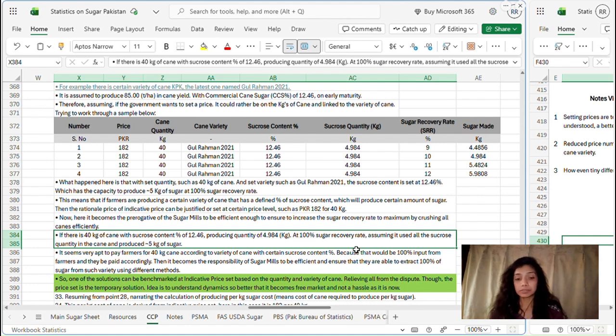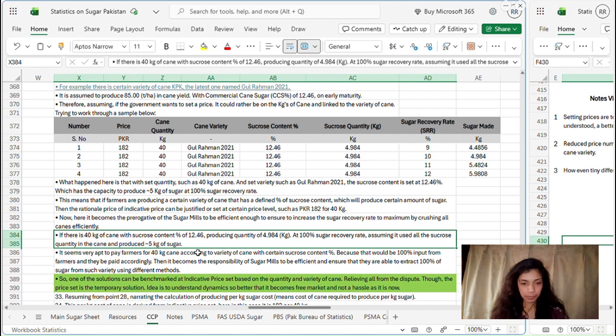And then that 9% sugar recovery rate would be equivalent to 90% in total evaluation on the 100% scale. So that 9% as a whole would be evaluated at 90%. So it was that.